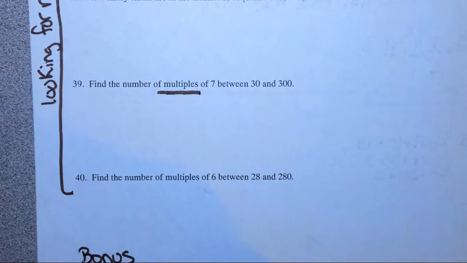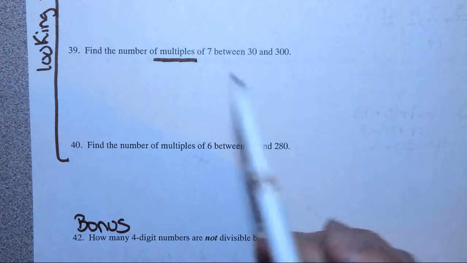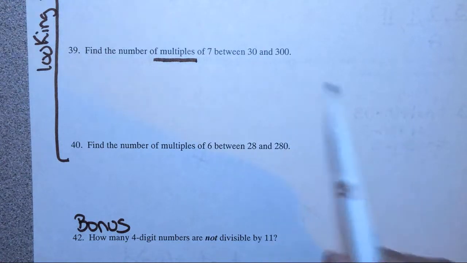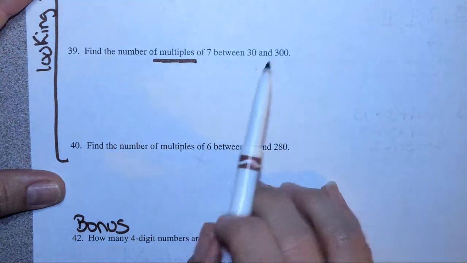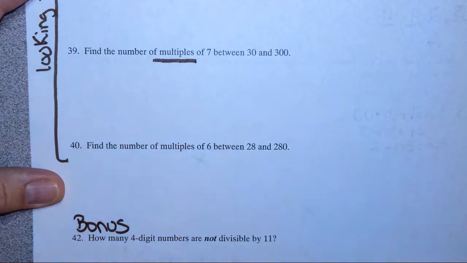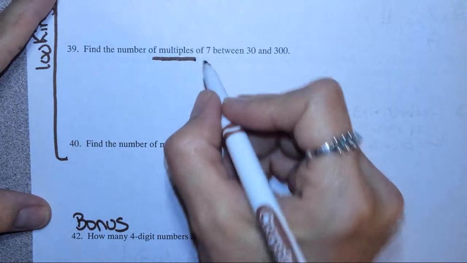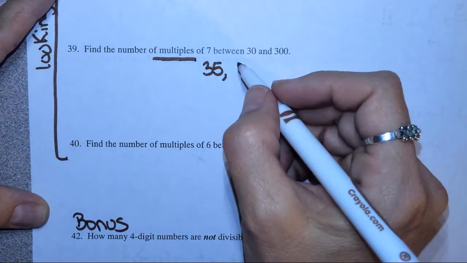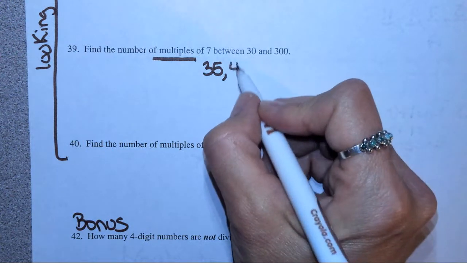When you see this word multiples, it's not a formula, it's a process. So I want to know what multiples of 7 are between 30 and 300. The first thing you have to do is figure out what is the first number between 30 and 300 that I can divide by 7. Well, I can't divide 30, 31, 32, 33, 34, oh, 35. The first number I can divide by 7 is 35. And then what comes after 35? 36, 37, 38, 39, 40, 42.